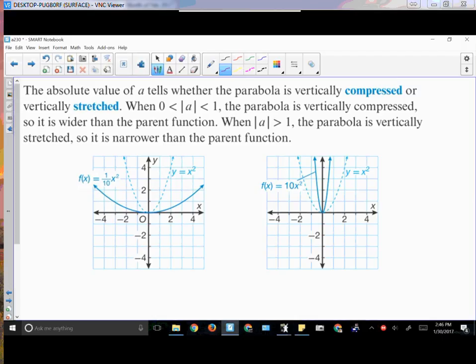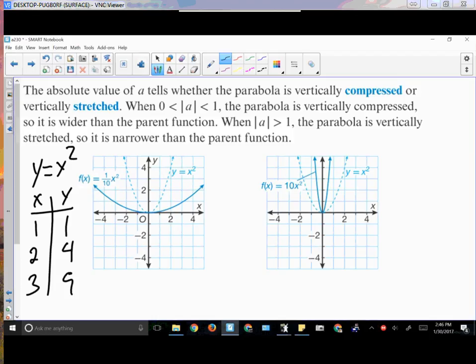However, here's where it kind of gets a little on the strange side. If I look at this one right here, y is equal to x squared. You've got the regular old parabola here. But if I take 1/10, it comes down here. Does that make sense to you? Think about this for a second. If I am using y is equal to x squared, and I put 1 in, I get out 1, right? If I put 2 in, I get out 4. If I put 3 in, I get out 9, right?